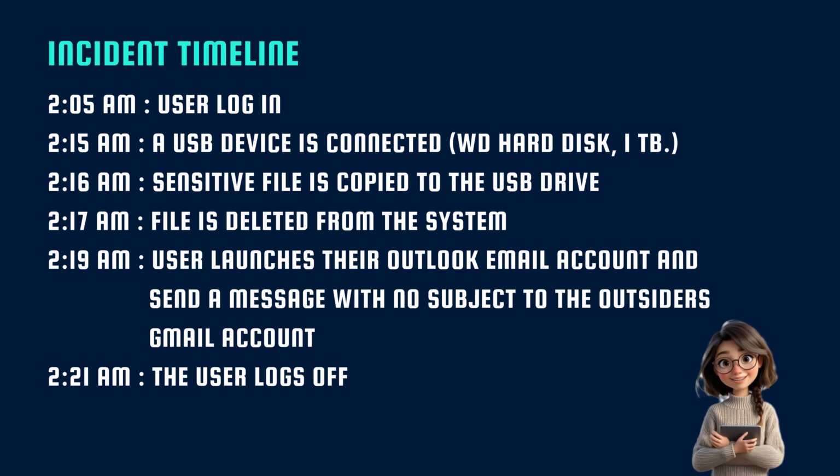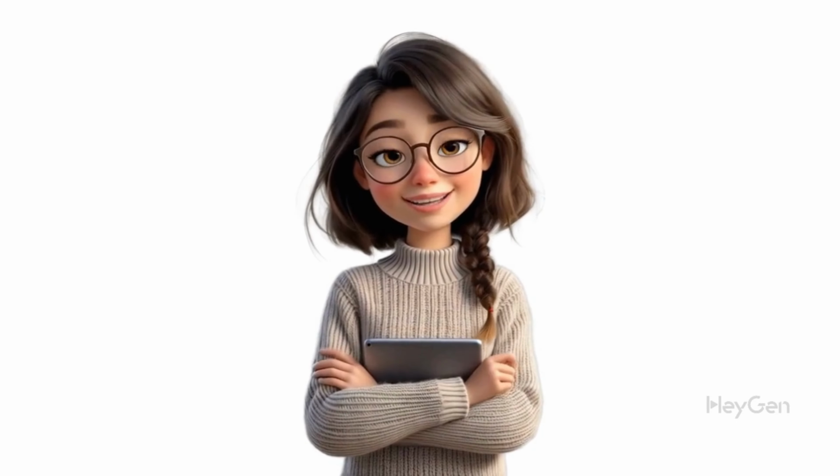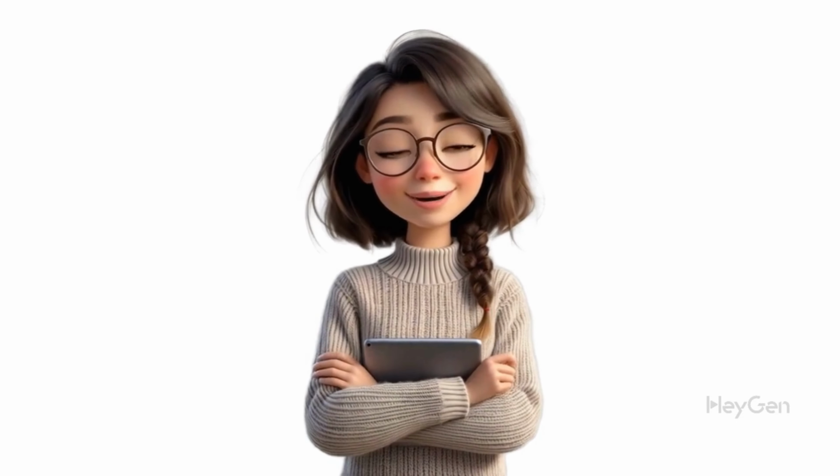Within 60 seconds, the sensitive file is copied to the USB drive. By 2:17 a.m., the file is deleted from the system to cover tracks, but the deletion leaves behind metadata and recoverable content. At 2:19 a.m., the user launches their Outlook email account. Moments later, they send a message with no subject to the outsider's Gmail account with the stolen file attached. At 2:21 a.m., the user logs off. It took the suspect less than 20 minutes, but its impact has been devastating.